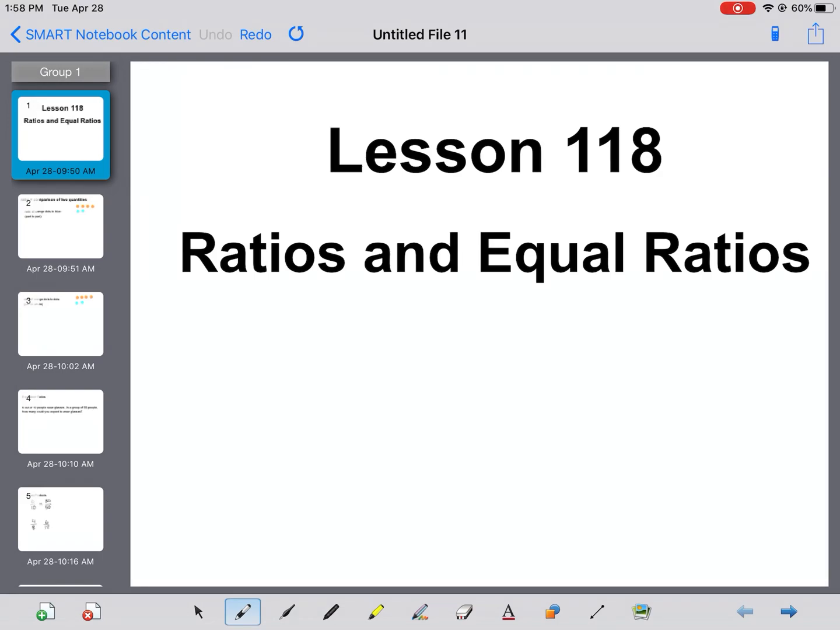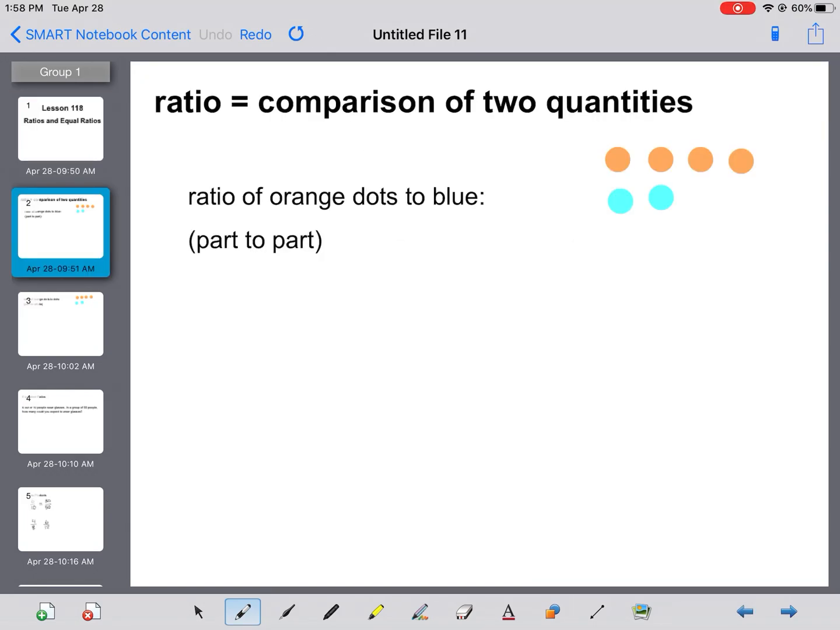We are moving back to the textbook. We are finished our geometry unit, so you can put that behind you. Now we're going to be working with numbers from here on out and no more shapes. So lesson 118 is going to be about ratios and equal ratios.